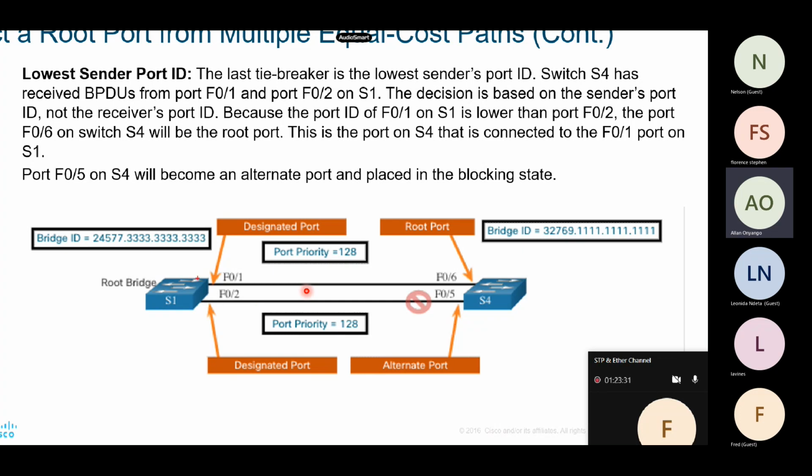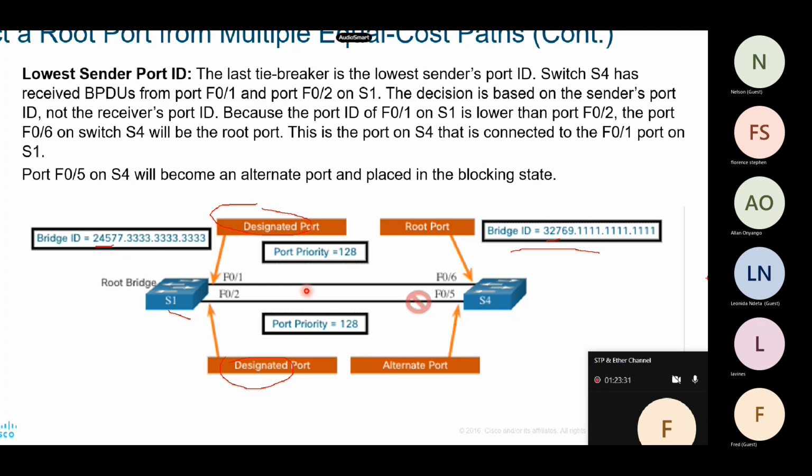Of course, we can see that S1 has a bridge ID of 24,577,333 and S4 has 32,769,111. There's a red alert there telling us that S1 is going to be the root bridge because it has the lower value, 24 versus 32. Then, like I said, all ports on the root bridge must be designated ports. That's already done. We can see that.